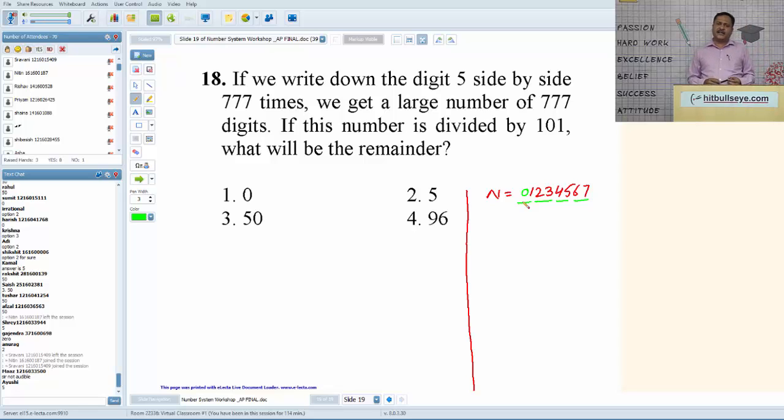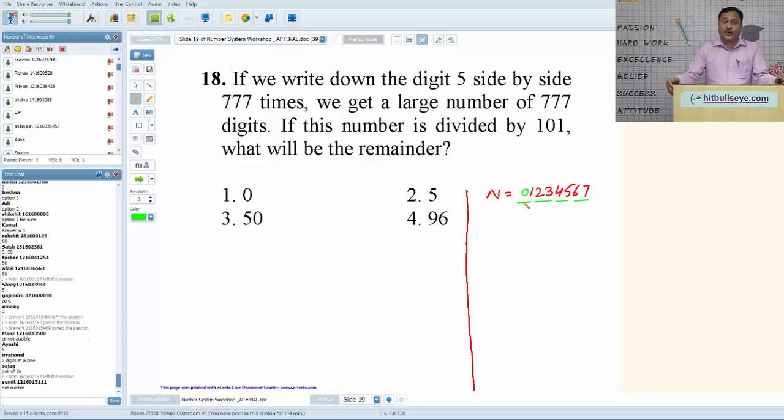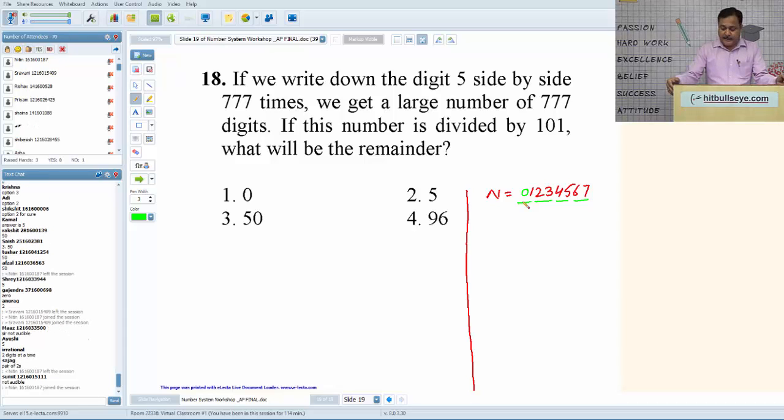The divisibility rule of 101 is the same as 11, but there is a difference between these two. The divisibility rule of 101 is that the difference between the sum of odd position digits and even position digits, taken 2 digits at a time, should be 0 or a multiple of 101. I am repeating this. We have to make pairs of 2 from the unit side.